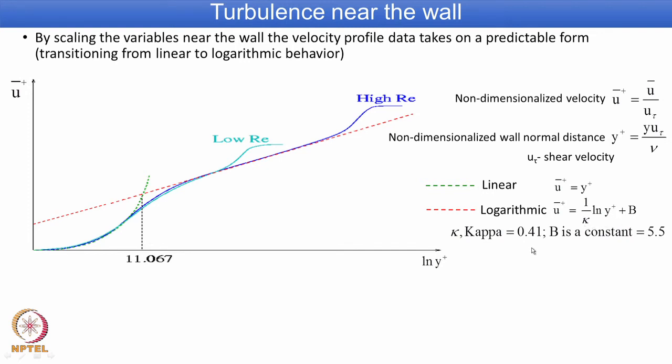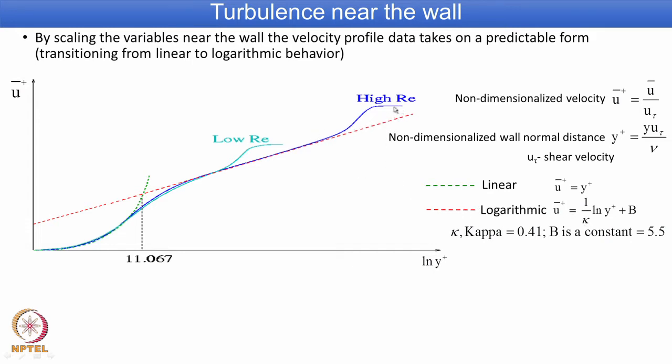Kappa is a constant which is given a value of 0.41, and b is another constant which is given a value of 5.5. And this expression, as you can observe, is a semi-log expression, because on one side you have a straight value, on the other side you have a logarithmic expression. On this semi-log plot, this kind of expression will appear like a straight line, and that is this region, which is marked in red color. So, this red straight line is actually representing this logarithmic expression.